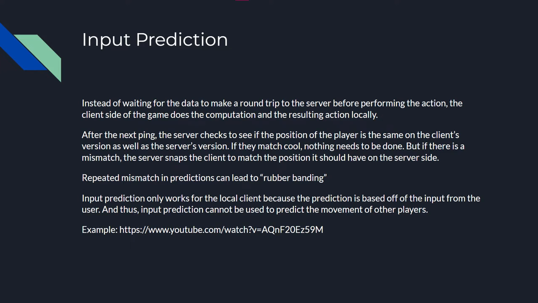And input prediction only works for the local client because it makes the computations and the predictions based off of the input from your peripheral devices, and thus input prediction cannot be used to predict the movement of other players because you don't know what buttons they're pressing.